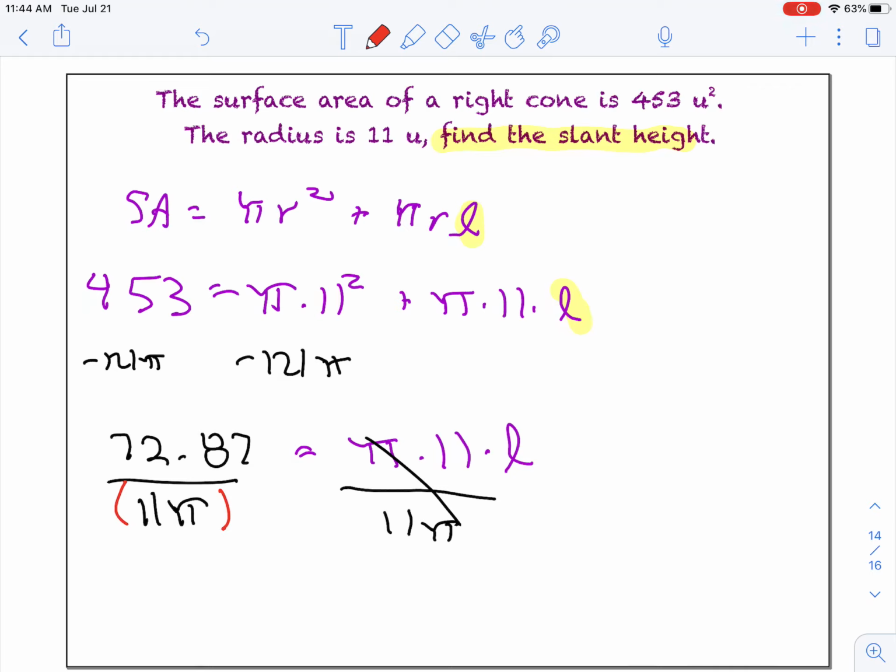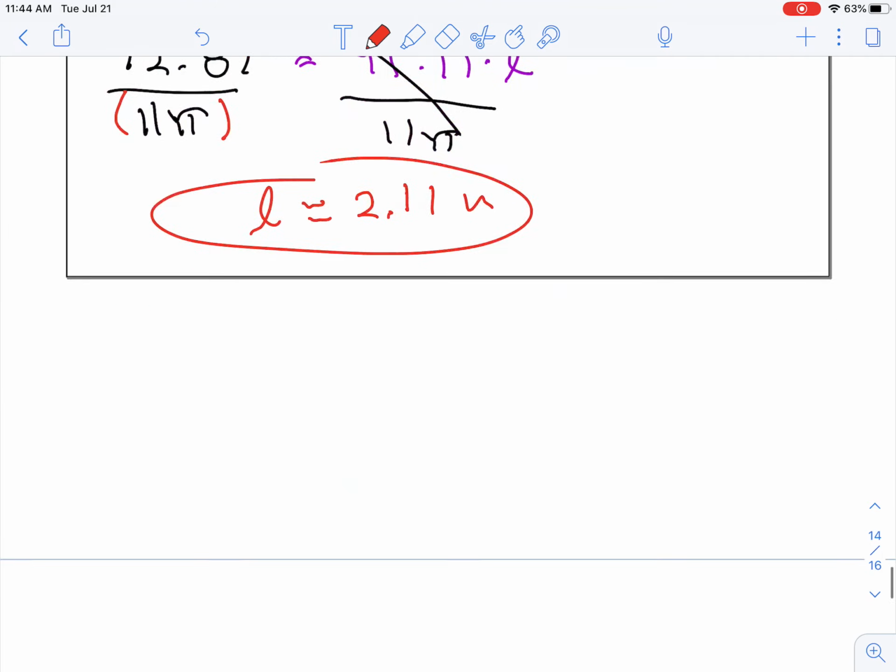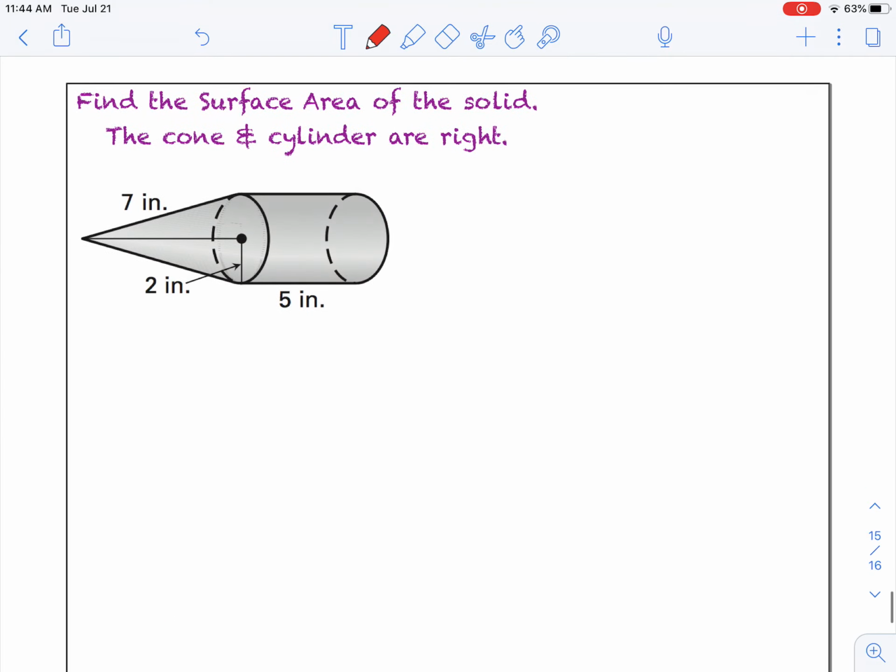So now when I take 72.87 and I divide it by, don't forget parentheses, 11 pi, that gives us a slant height of 2.11. And that was in just units. So we did one where we worked backwards.